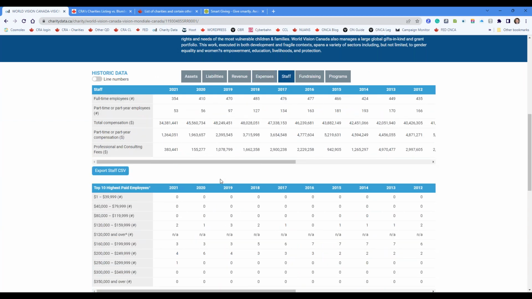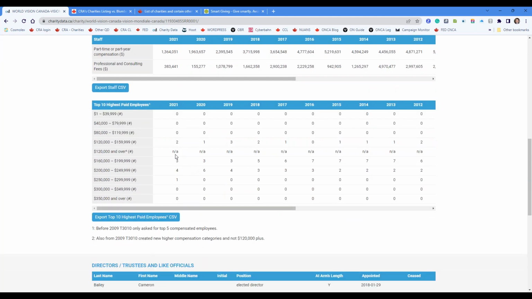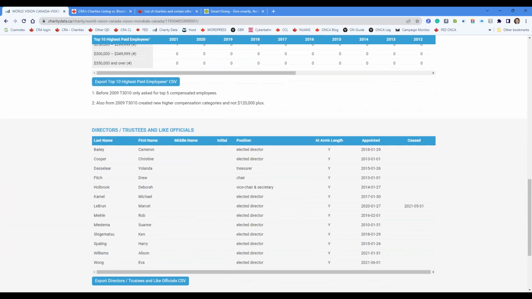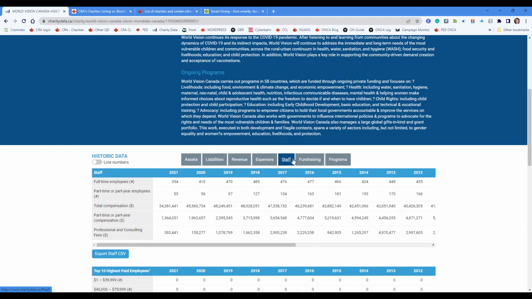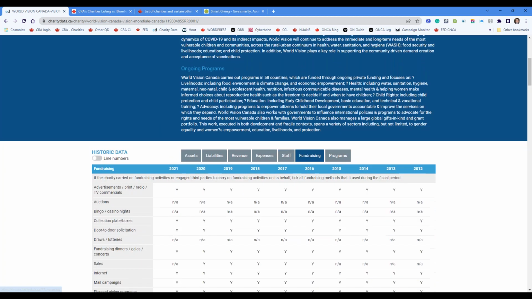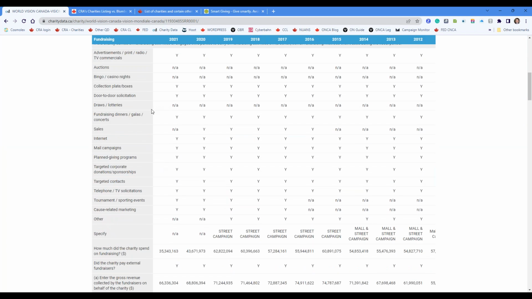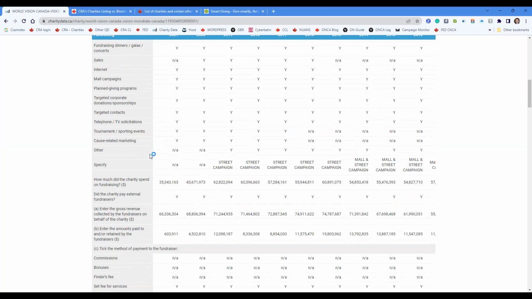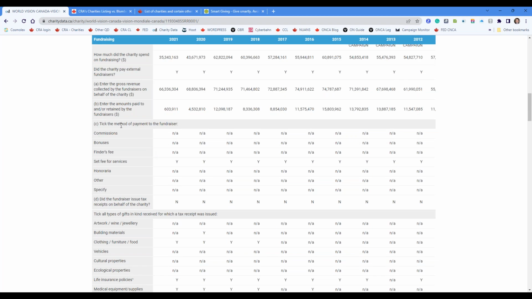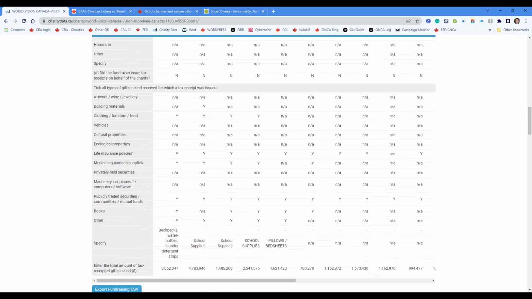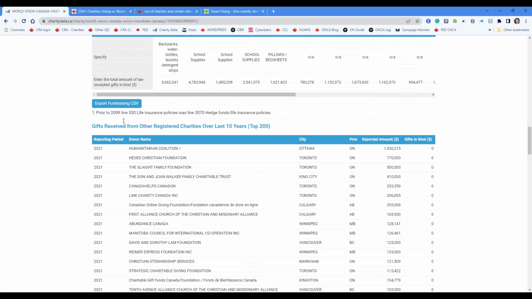Staff has a few questions: how many full-time employees, part-time, how much compensation was paid, and things like that. Also, the top highest paid employees are listed here. And so that's information on staff. In terms of fundraising, it has all sorts of questions. Did you do certain types of sales or mail campaigns, et cetera, and also did you use external fundraisers, and how did you pay them, and things like that.